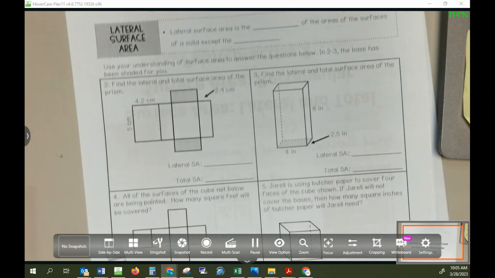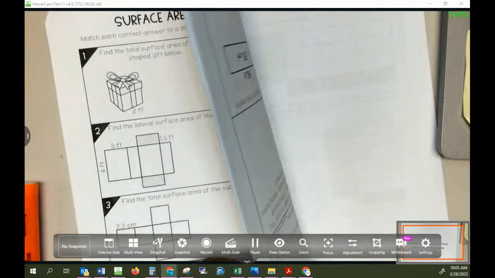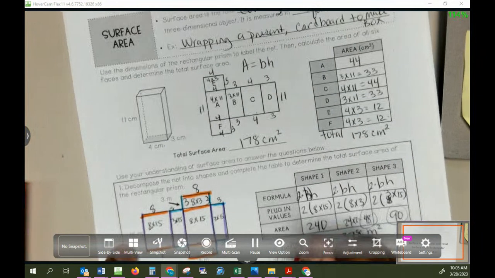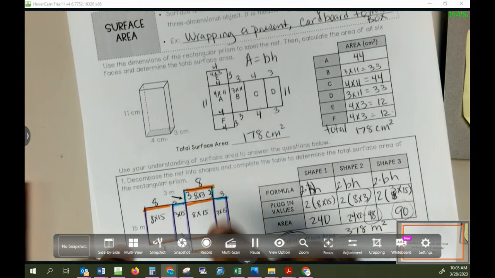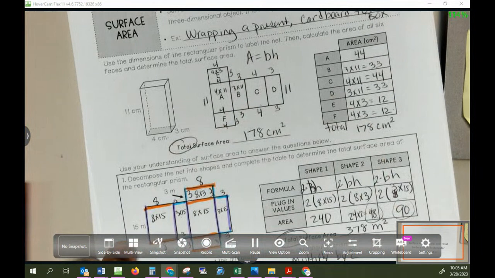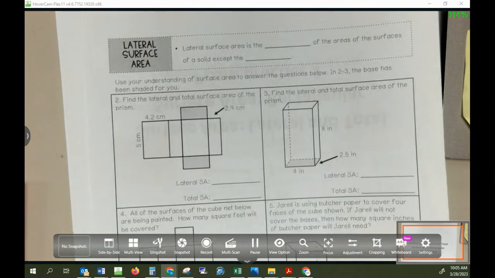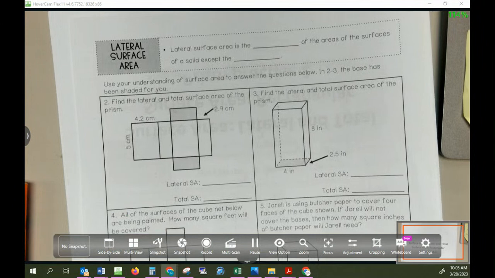So now, let me just say what that was. When we just did that, we calculated what was called total. It says total. This was our total surface area. That means we calculated everything. We're not always asked to calculate total surface area. Sometimes we need to calculate the lateral surface area.